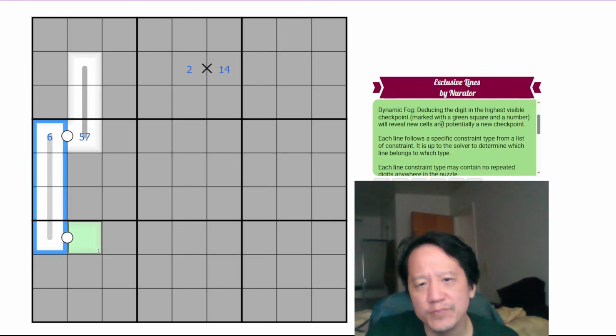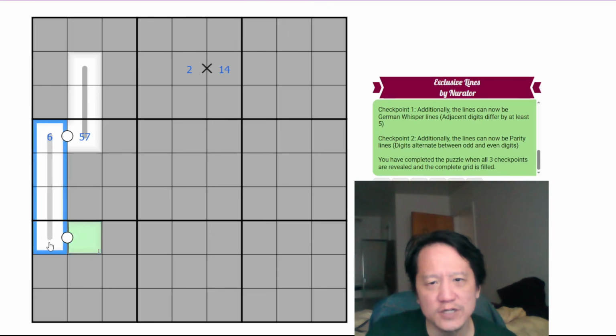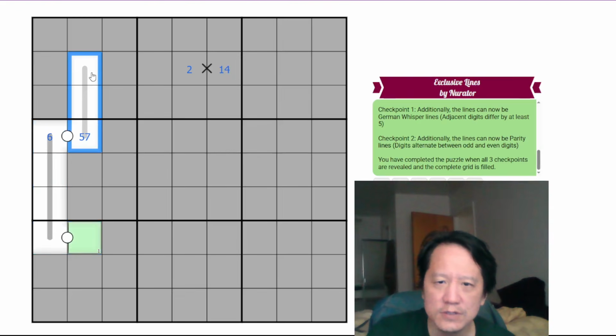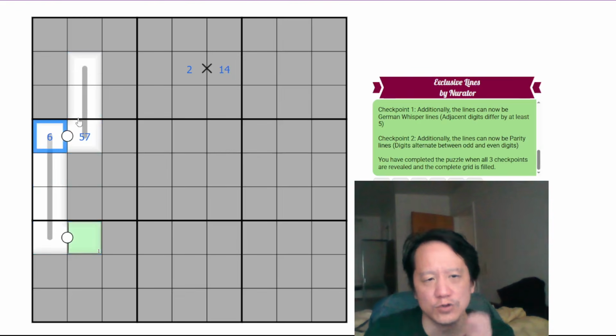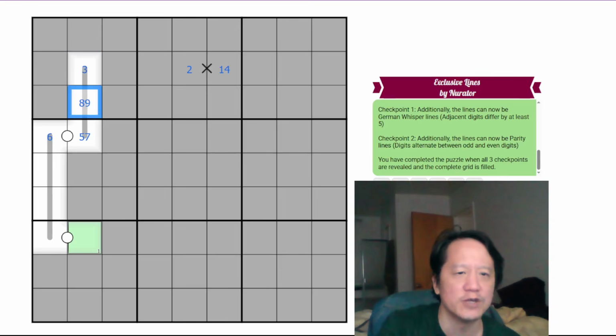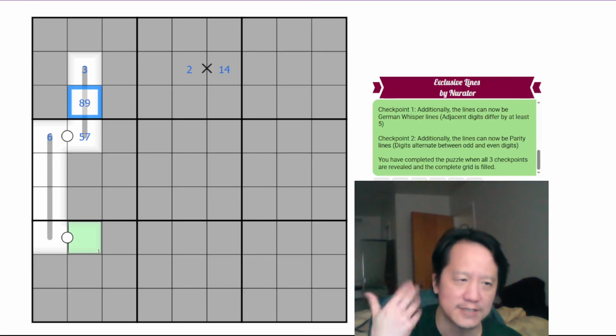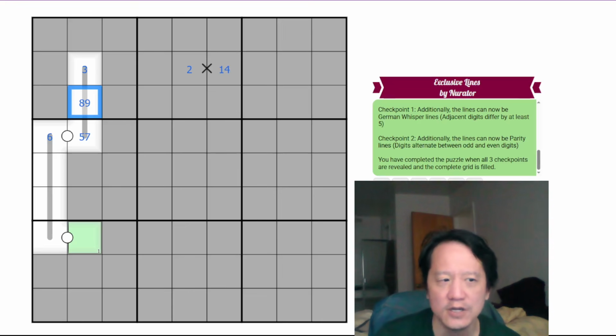I'm assuming that it's only when we place a digit in the new checkpoint that these lines can now be German whisper lines. Because if it's German whisper lines from the start, I'm pretty sure there's no way we can solve this. So if we had a 3 here, this would have to be 8 or 9, because those are the only digits which are 5 or more away from 3. And I like to call them whisper 5 lines, which a setter came up with the name, and I thought it made a lot of sense because it's very easily extensible.